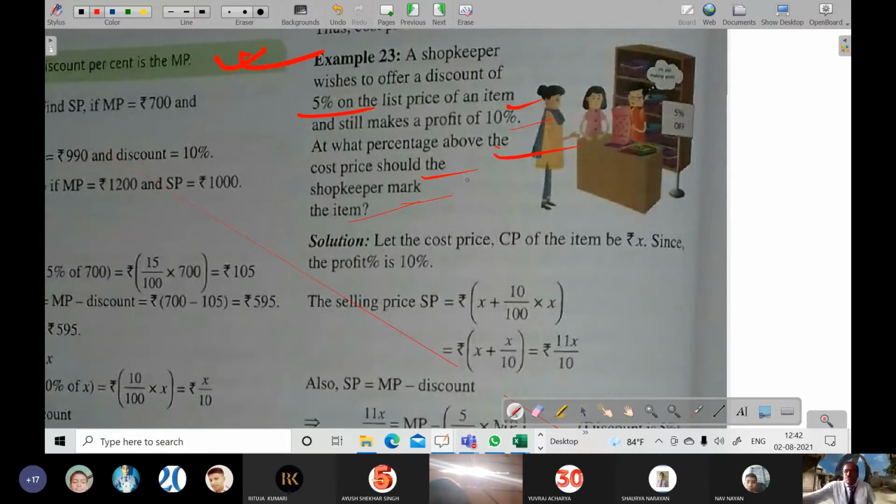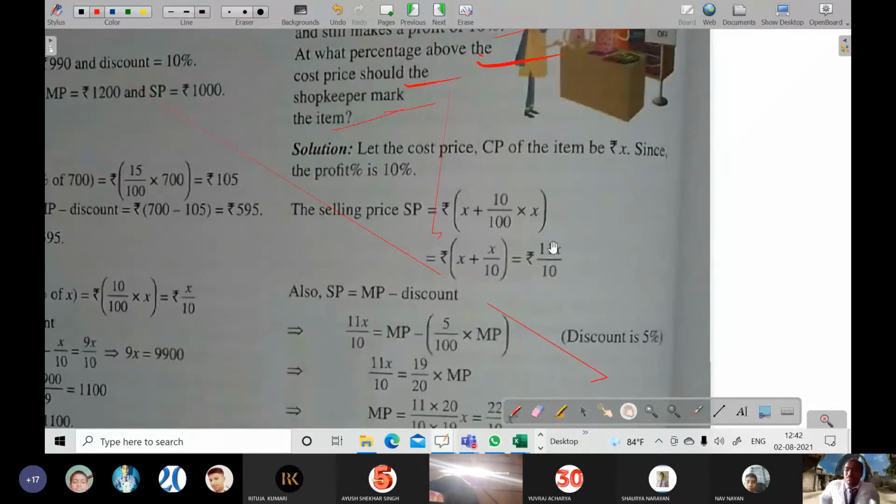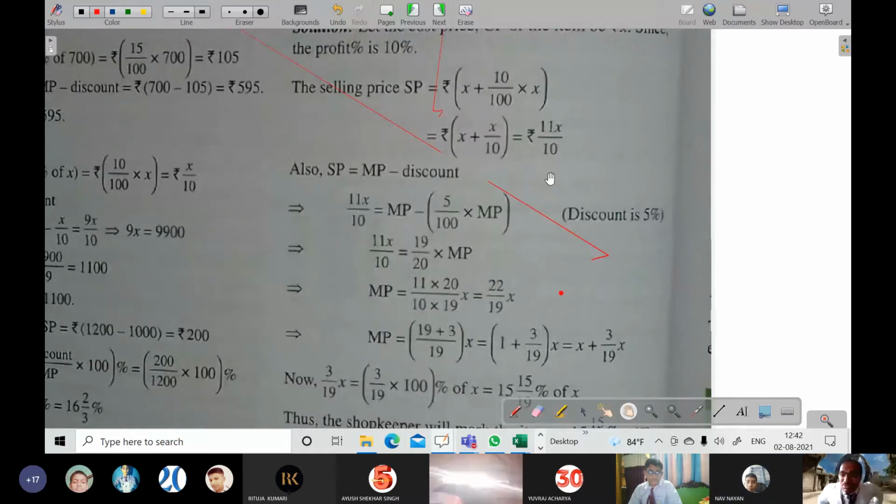So for such a question, what you will do, you will assume, let the CP be x, then SP will become how much? x plus 10% of x, because 10% there is profit. So CP plus profit percent of CP. Then SP will become 11x by 10. And SP is equal to MP minus 5% of MP. So 11x by 10 is equal to MP minus 5 by 100 into MP, because discount percent is 5. So while solving this, it comes 19 by 20 MP.